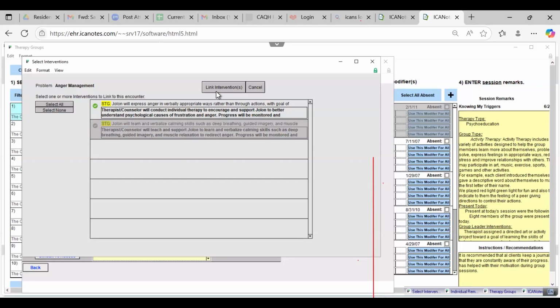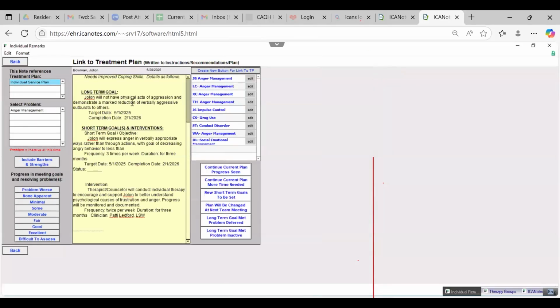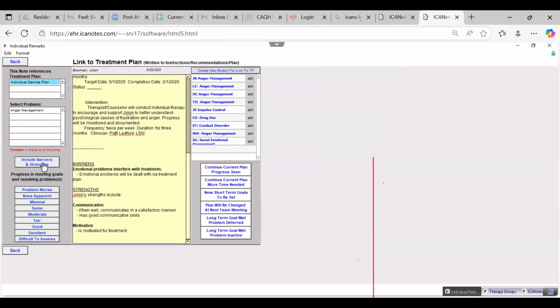All right. And then I'm going to click up here where it says link interventions. You also may have times where you use both goals, and that's okay as well. But I'm going to hit link. You see how now his long-term goal, the short-term goal, and interventions also populated into the goal. All right. I'm going to include his barriers and strengths. Progress in meeting goals and resolving problems. He is having moderate progress.